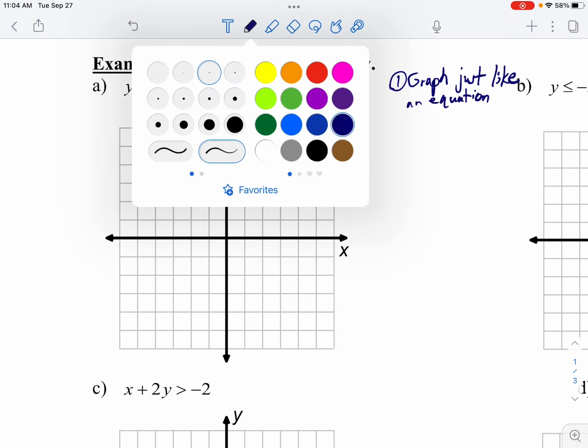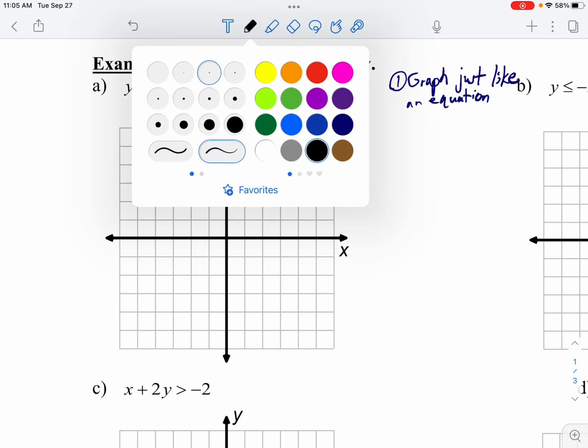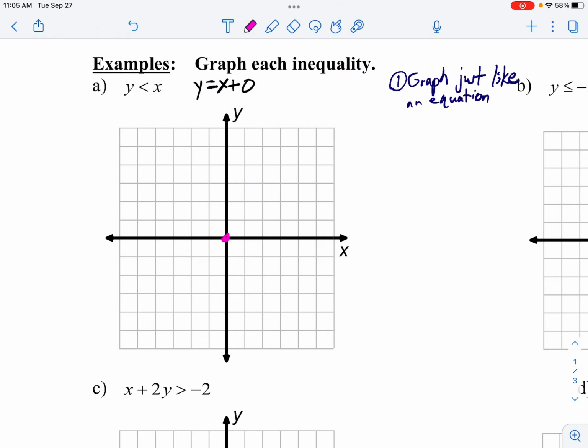All right, so if my inequality right here were instead y equals x, how would we graph that? Well, we graph our y-intercept, which is technically 0, so 0, 0. I'm going to do that in pink. And then our slope is technically 1. So we're going to graph that as if it were just the line y equals x. Don't forget my arrows, okay? So we'll graph that line.